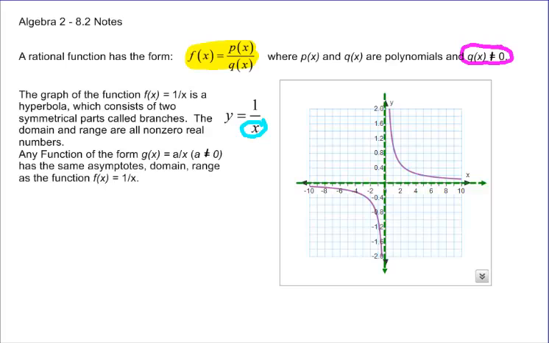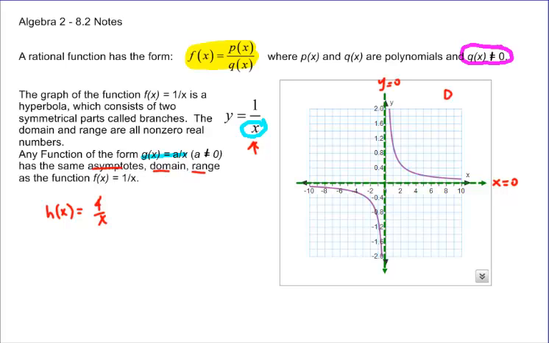So any function of the form g of x equals a over x, which is what we've graphed, has the same asymptotes, domain, and range as the function 1 over x. So if we were to look at a simpler function like, say, h of x equals 4 over x, well, this is the exact same asymptote, domain, and range as 1 over x. So we're going to have asymptotes at x equals 0 and at y equals 0.